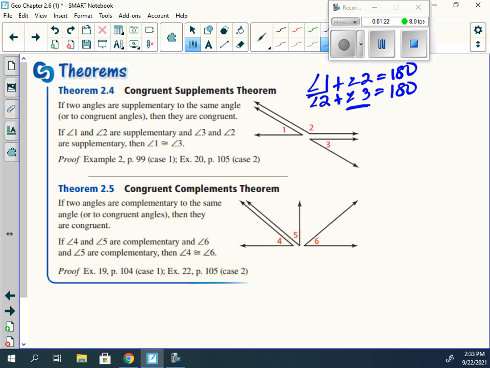So if 4 and 5 are complements, it means that the measure of angle 4 plus the measure of angle 5 is equal to 90. And the measure of angle 6 and 5 equals 90. Well, 4 and 6 have to be the same.